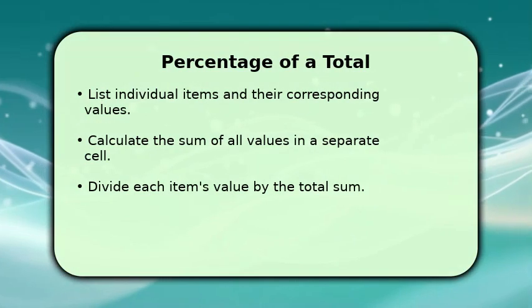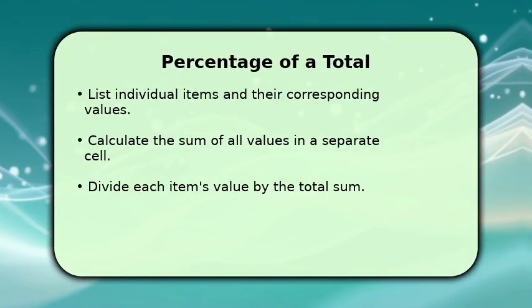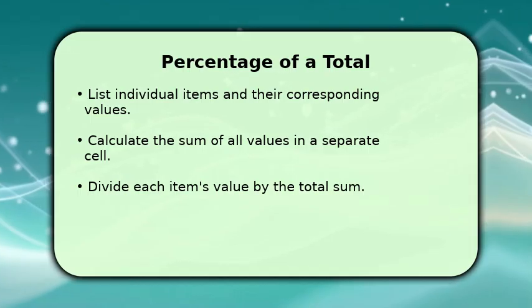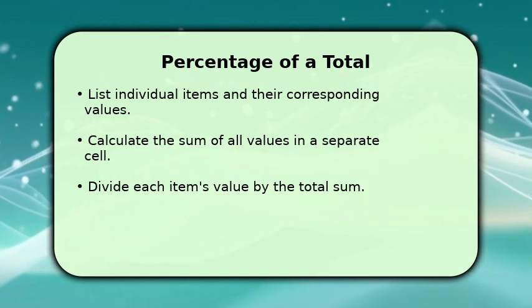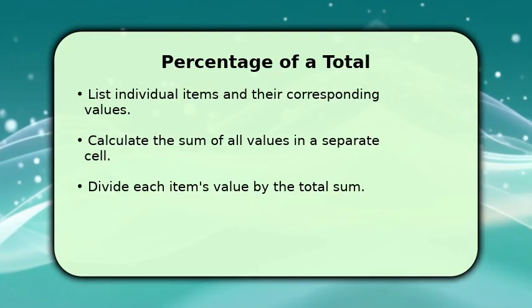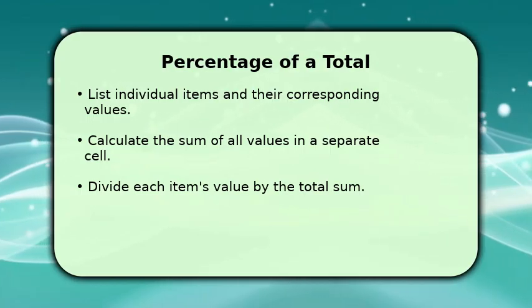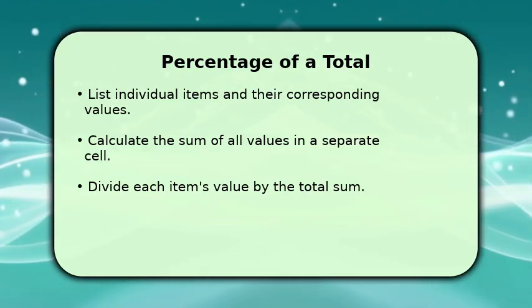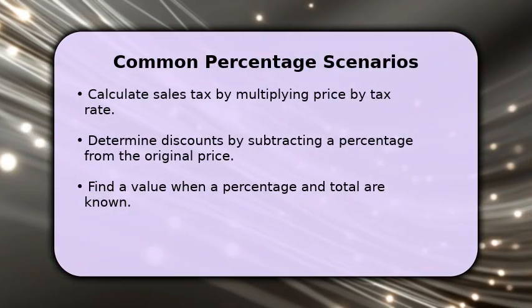When you need to see how each component contributes to a whole, calculating a percentage of a total is key. First, list all your individual values. Next, sum these values to get your grand total. For each individual value, divide it by the grand total. Apply percentage formatting to each result to clearly show its proportion. Excel makes handling common percentage tasks simple.